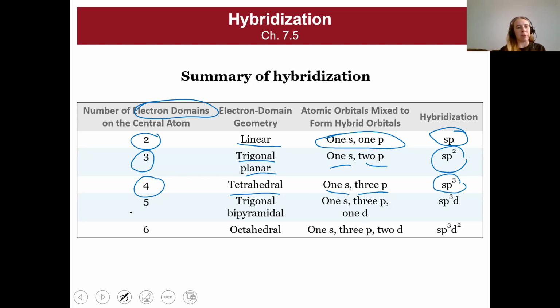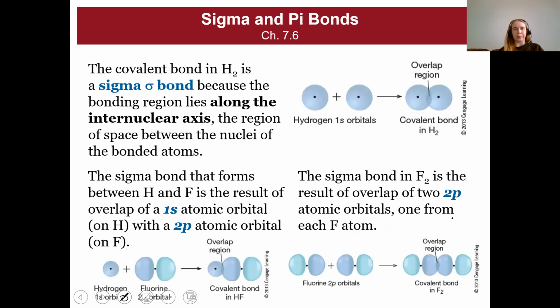If we have 5 electron domains or 6, then we have trigonal bipyramidal or octahedral molecules, and we're taking 1 s orbital, 3 p orbitals, and 1 or 2 d orbitals, and forming these 5 sp3d hybrid orbitals or 6 sp3d2 hybrid orbitals. So this table will be really helpful for you guys to try and remember the hybridization of different electron domain geometries. And I'm going to stop here and start another video.